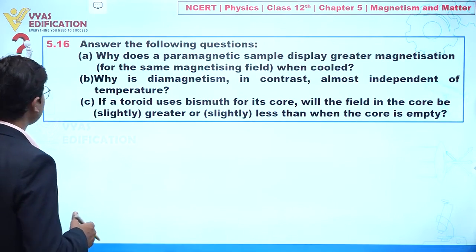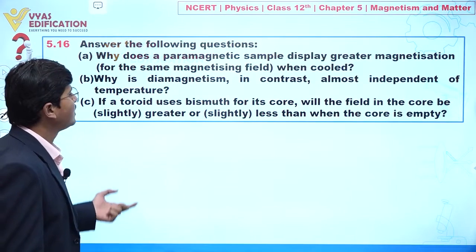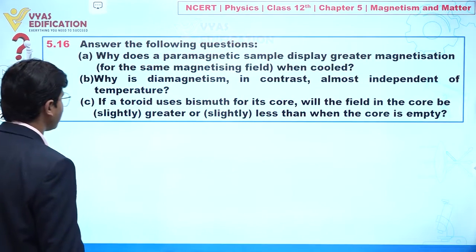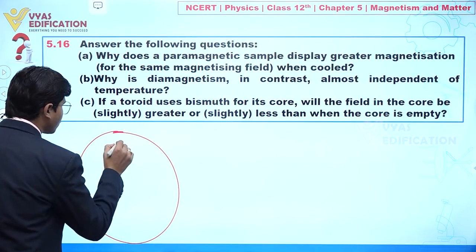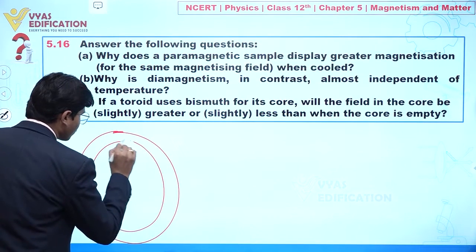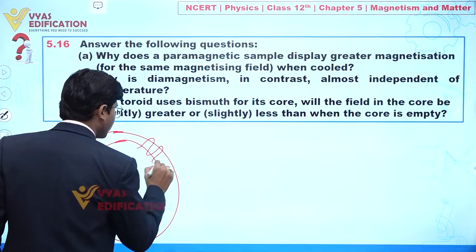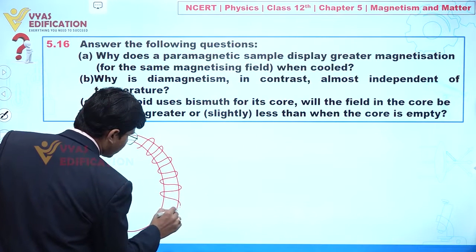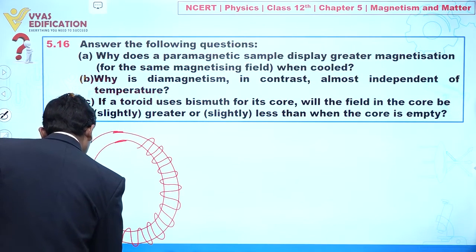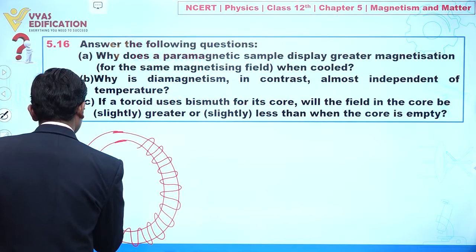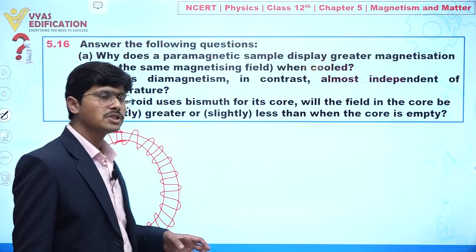Now if I am talking about part number C, if a toroid used bismuth for its core, will the field in the core be greater or slightly less than when the core is empty? So listen carefully. Let's suppose I am drawing here, this is a core, clear? And here we have a toroid, something like this. Clear? So let's suppose this is a toroid, clear?